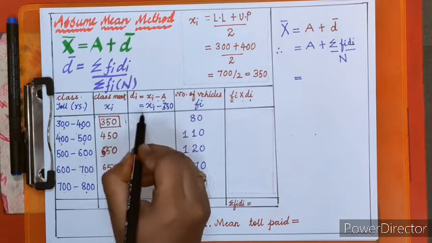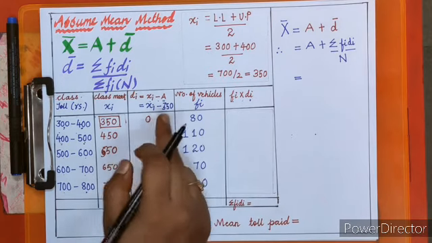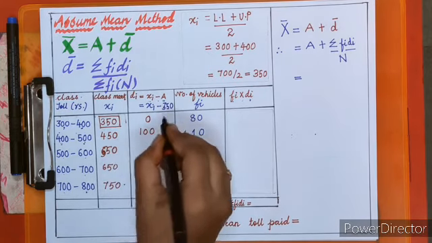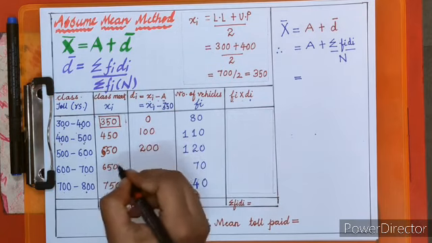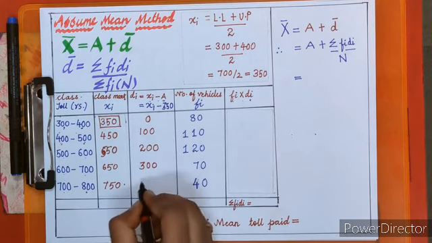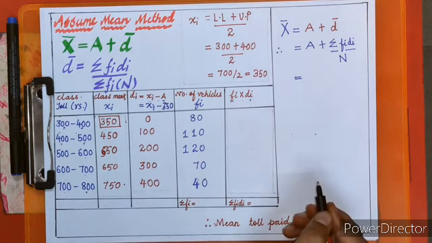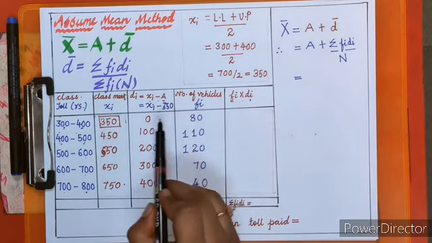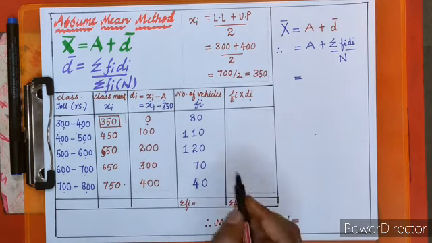First class mark is 350 minus 350, which is 0. Then 450 minus 350 is 100. 550 minus 350 is 200. 650 minus 350 is 300. And 750 minus 350 is 400. Now the last column is the product of frequency and deviation. So we will multiply it one by one.